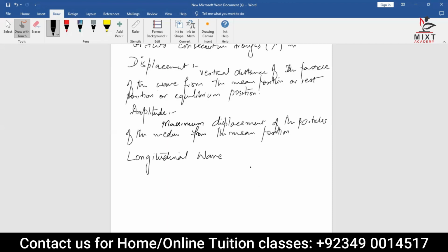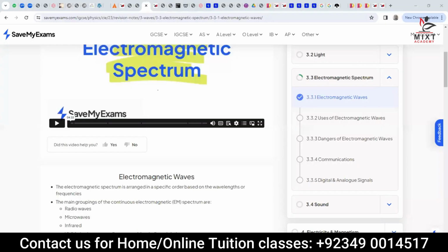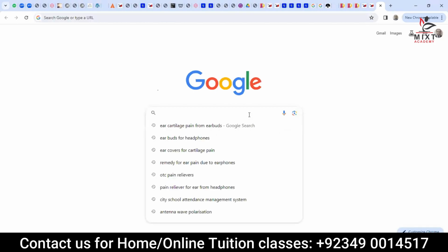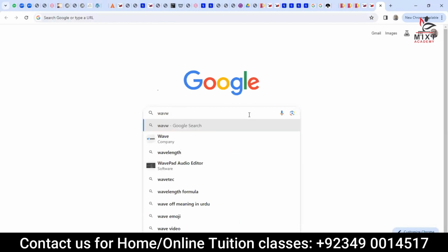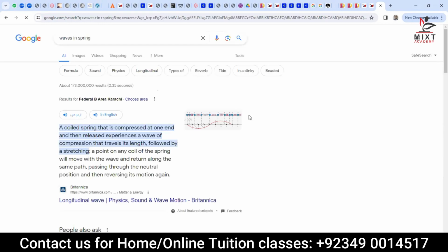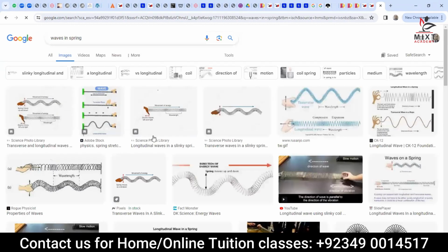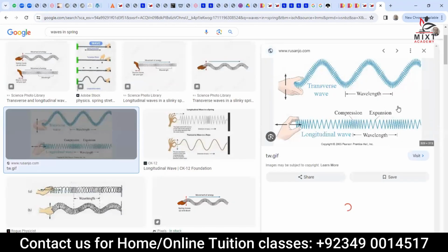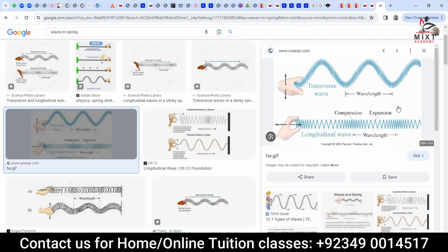First of all, how does it look? Now, I'll show you a picture so that you will understand what kind of waves these are. Waves in a spring. Now, check this out. Can you see a wave here?